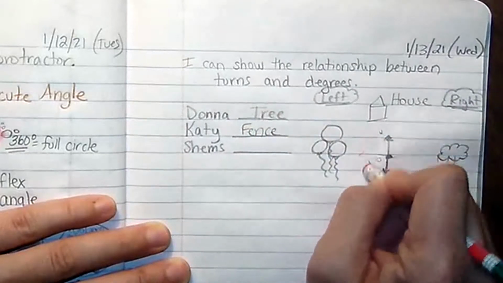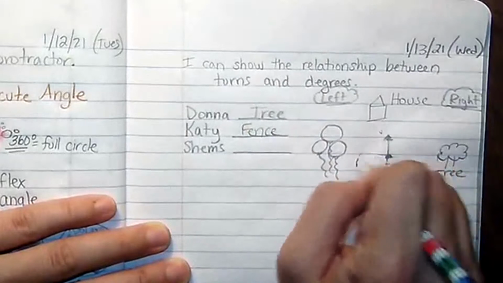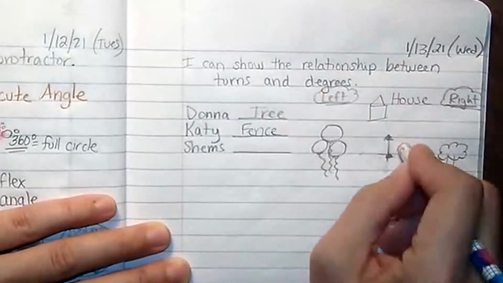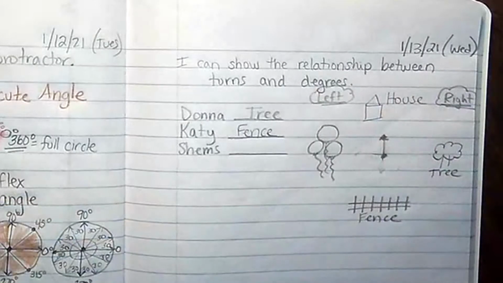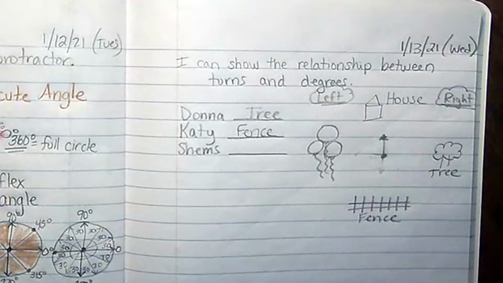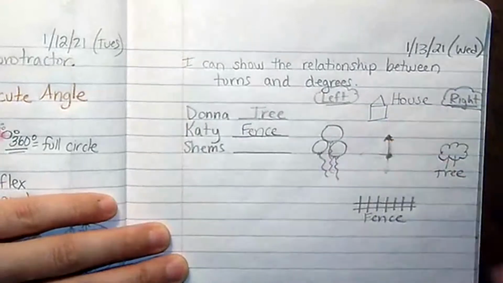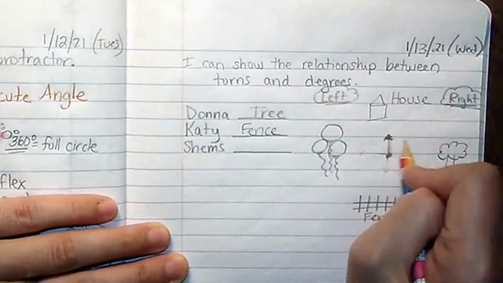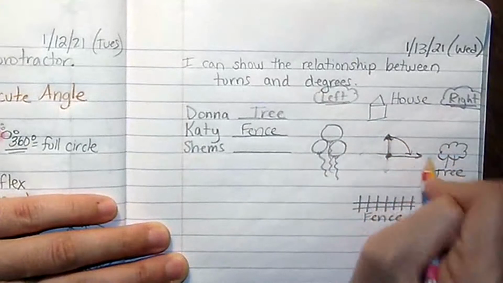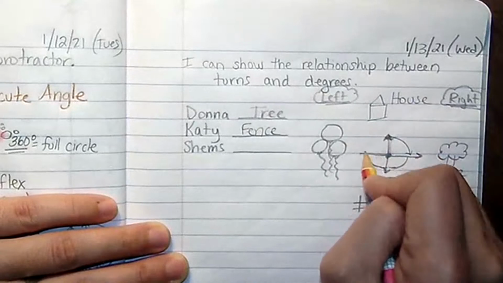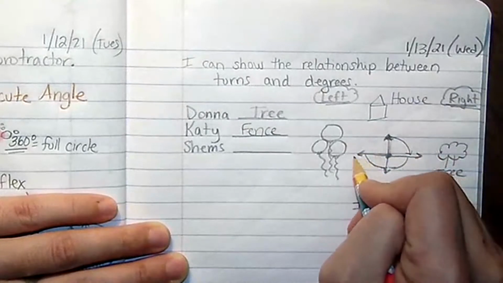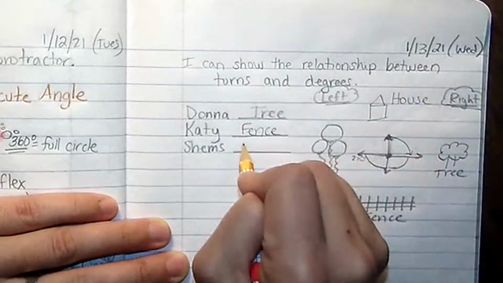All right, let's erase those two and start again. Shems started facing the house, and Shems turned 270 degrees to the right. So I start facing the house. She turned 270 degrees to the right, so I have to go this way. It's 90. It's 180. That's 270. So where is Shems facing now? Shems is facing the balloons.